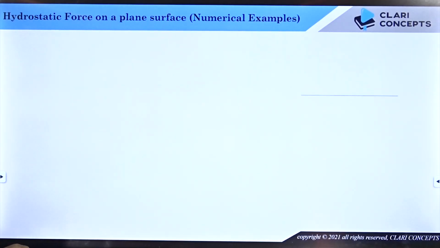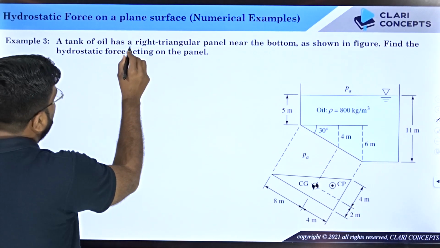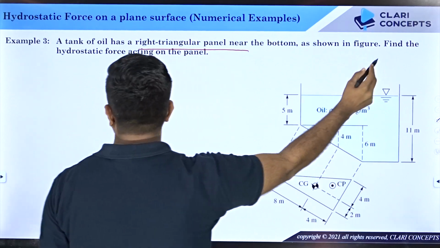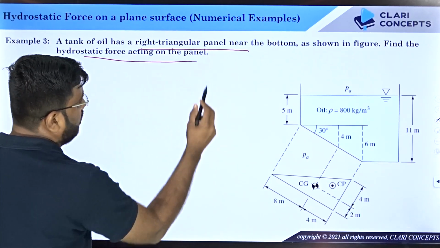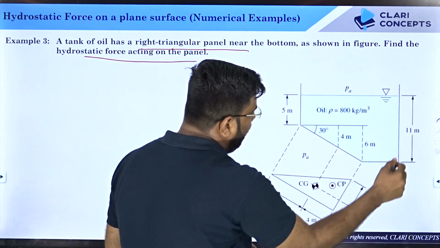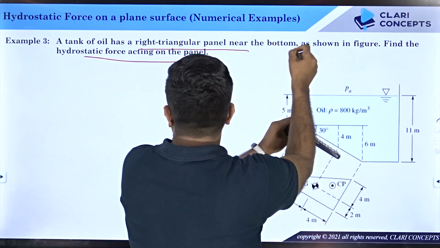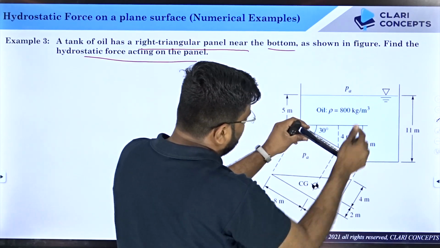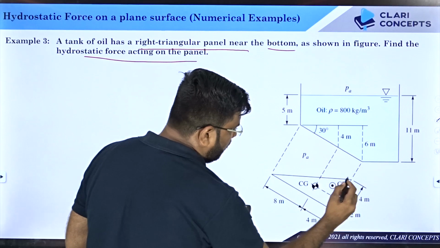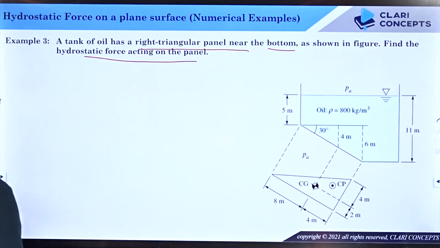Okay. So now let us check another example. A tank of oil has a right triangular panel near the bottom as shown in figure. Find the hydrostatic force acting on the panel. Now you have been given a figure. Now see, this is the oil tank, and the oil tank has a bottom of the right triangular panel. That means if you look at it from top side, it is looking like this, a triangular one, right? And the dimensions are given to you. They are asking you to find out the hydrostatic force.